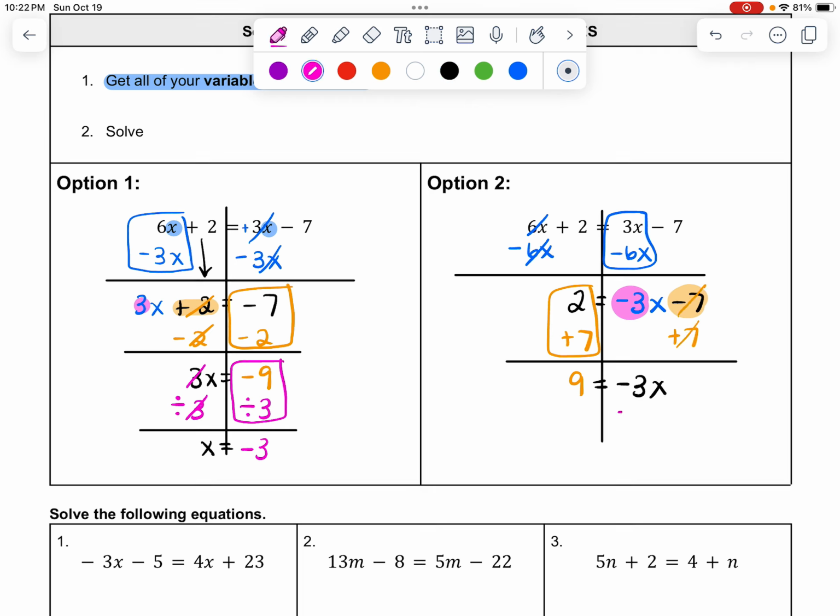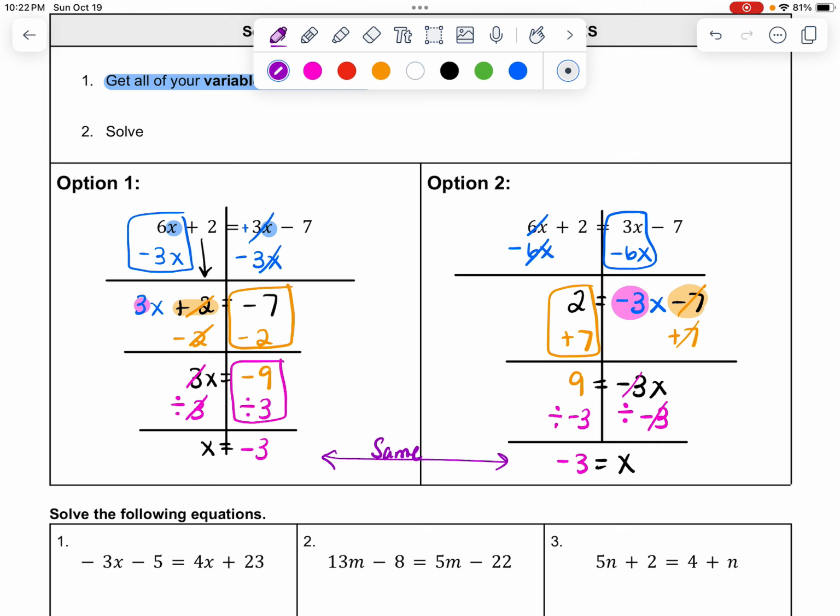Then I'm just going to divide by negative 3 in order to get my x by itself. And when I do that, I get negative 3 equals x. What you'll notice is we got the same answer both times. These answers are the same. And what I'm trying to show you is that as long as you get your x's together on one of the sides, it doesn't matter which side it is, as long as the x's are together.